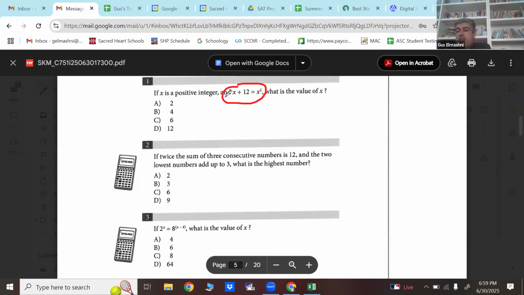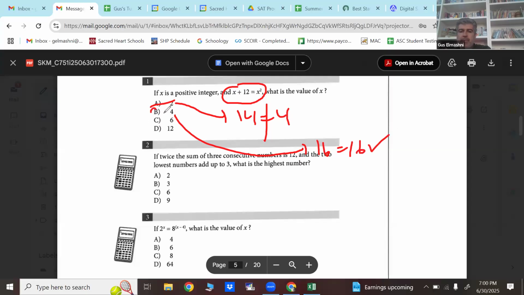Now, if you want to use Desmos, go ahead. You could graph the left side, graph the right side. You can solve this algebraically by factoring. You could do that, but I don't care. I want you to plug in the number. Let's start with 2. Pretty easy plugging. You get 14 equals 4. No. Let's try 4 now. If I plug in 4, 16 equals 16. Bingo. It's B. There we go. That's it.